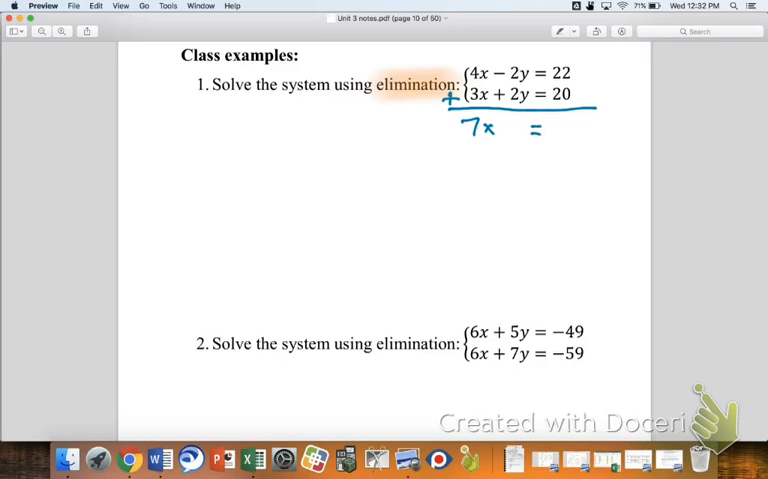You absolutely do not want to lose the equal sign here. So the equal sign continues on down. 22 plus 20, of course, is 42. And do you see how by elimination, we created a pretty easy equation to solve, right? Divide by 7, and I got x equals 6.